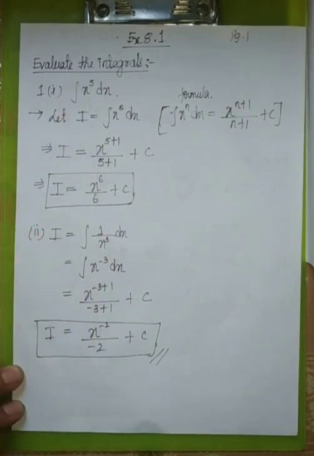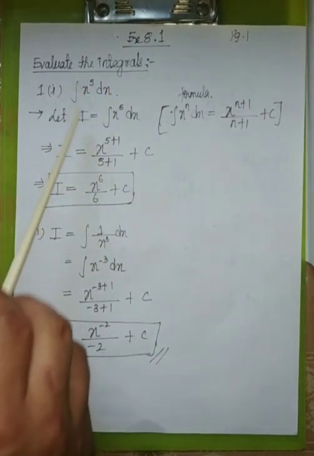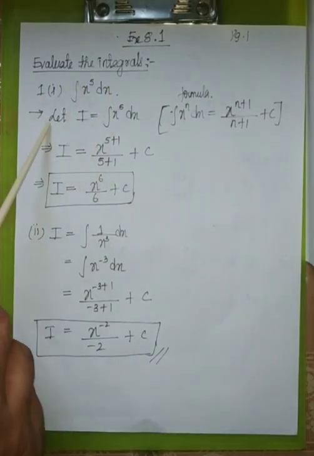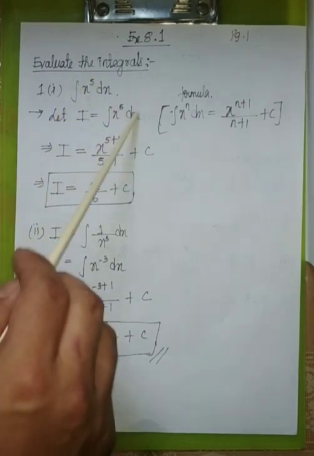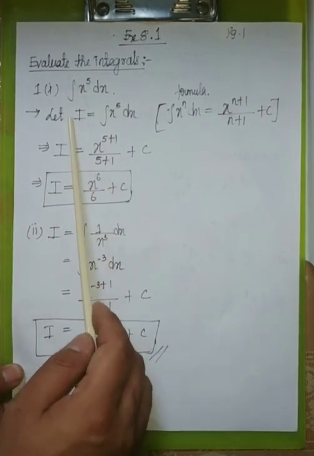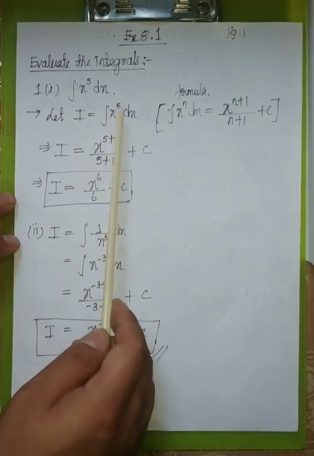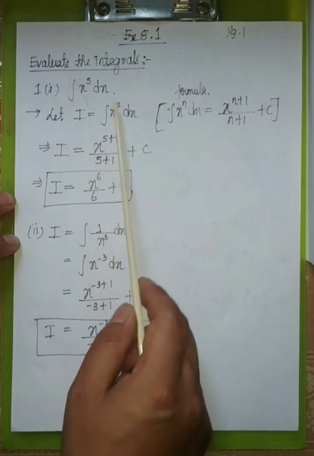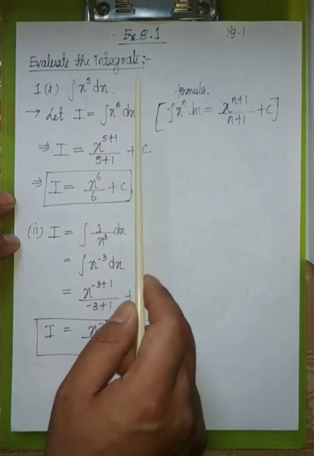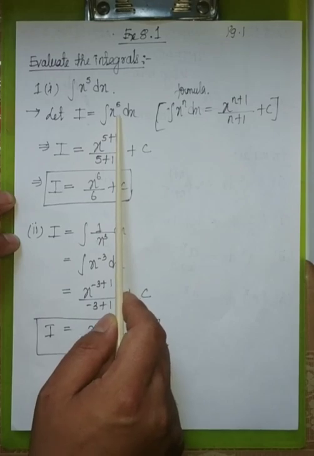Now in this whole chapter, whenever an integral is given to us, we can represent this integral by capital I. So hence I'm assuming let capital I be this integral. Okay, so capital I is this. I need to find the value for capital I. So this capital I means integration of x to the power 5 dx. So my function out here is x to the power 5. It is in the form of x to the power n.